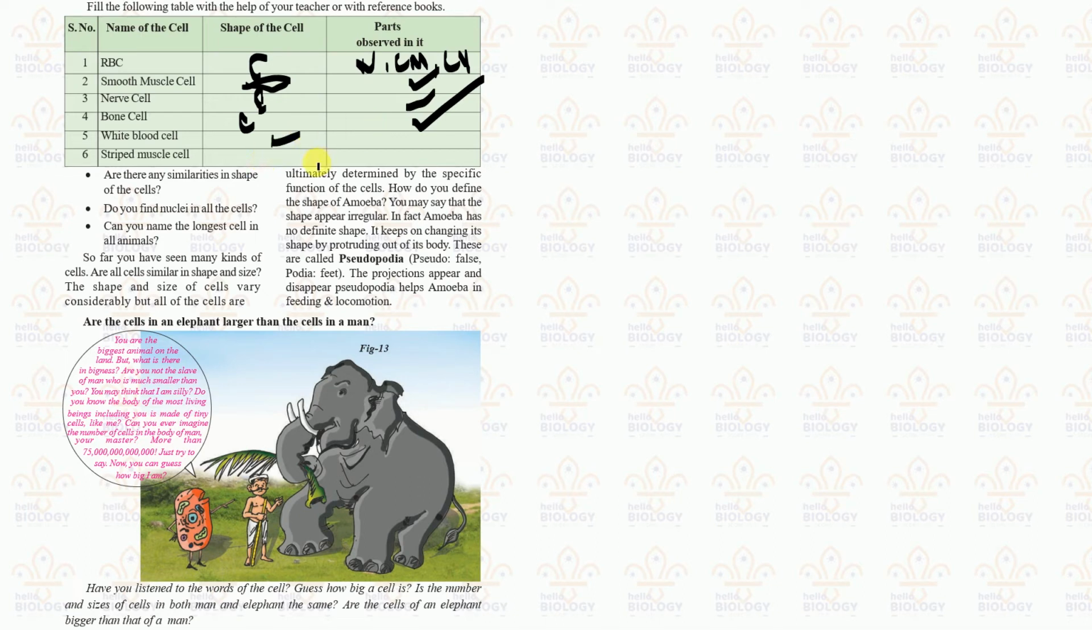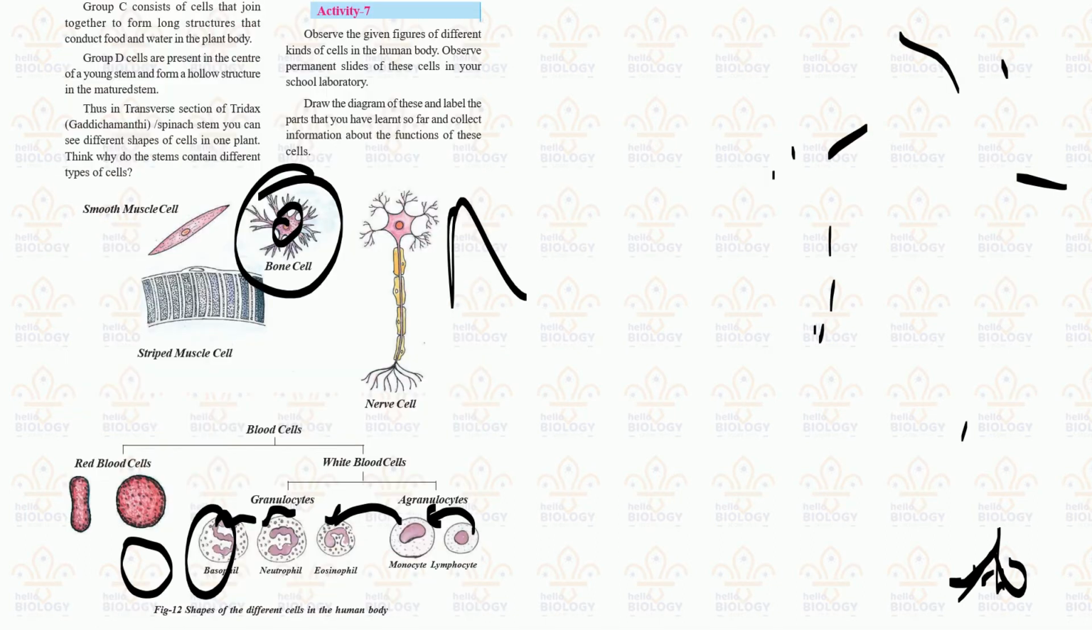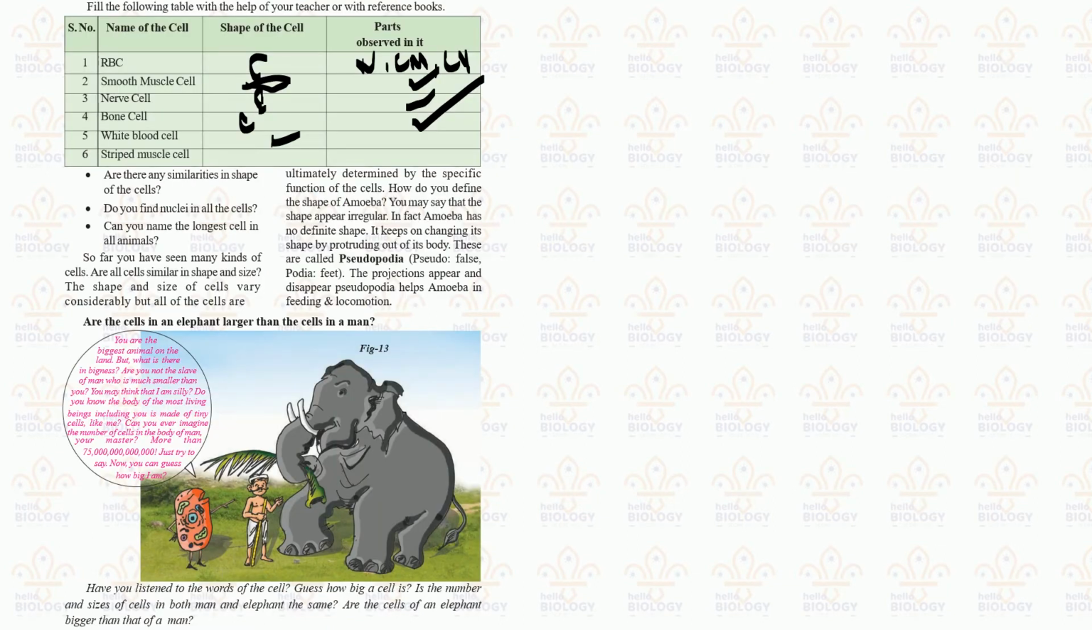White blood cells. And striped muscle cell is there, elongated. Striped muscle cell is there here. You can find an elongated pattern with rectangular patches. So here you need to write elongated pattern with rectangular patches, and parts are the same here. Nucleus will be there, cytoplasm will be there, cell membrane will be there. And try to answer the questions here in the last part.